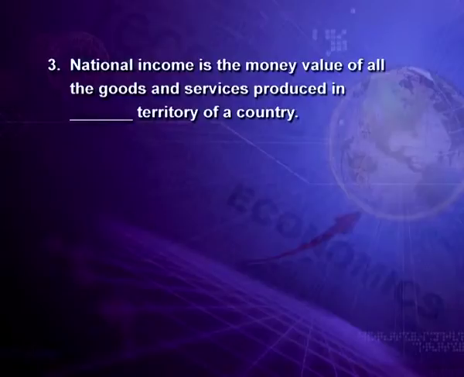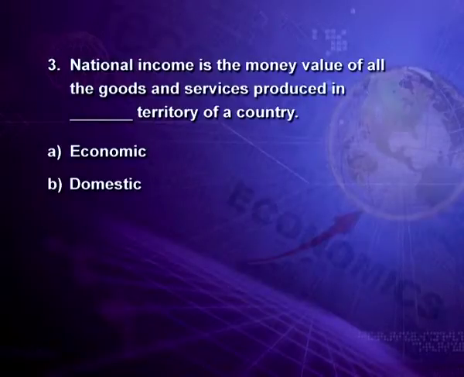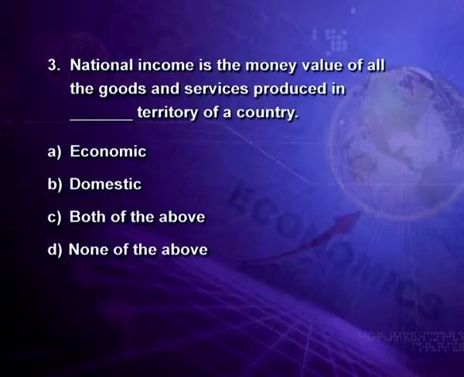Question number three is, national income is the money value of all the goods and services produced in dash territory of a country. Option A, economic territory. Option B, domestic territory. Option C, both of the above. And option D, none of the above. Yes, it is domestic territory of a country, that is option B.